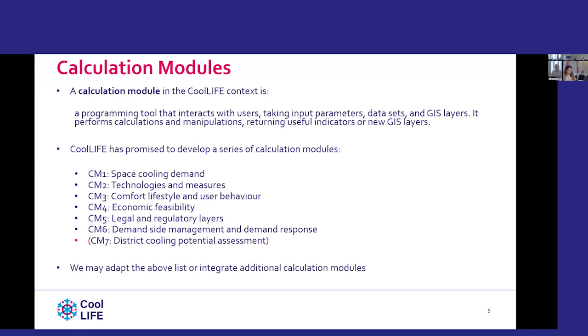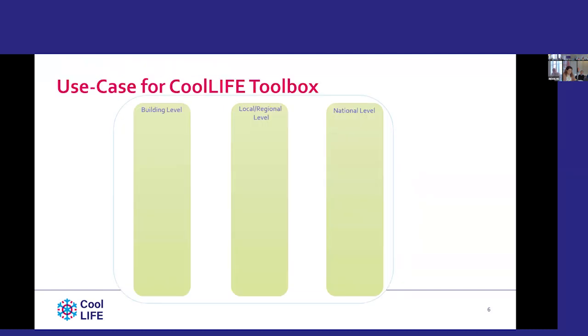And there is, of course, one additional calculation module which we're going to have and will demonstrate today. It's district cooling potential assessment, where we identify potential areas for district cooling on a municipal level. This is the primary list. We may adapt the names and also their orders in the upcoming releases, but for the time being, it's what we will have. And if you have any question on a specific calculation module, please kindly add them in the chat. I will try to come back to them.